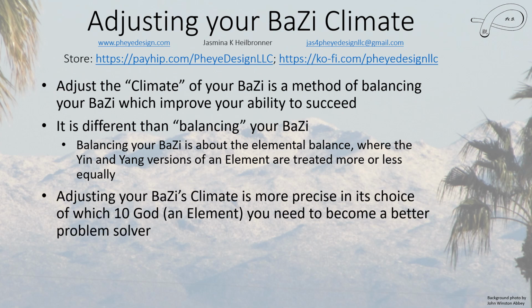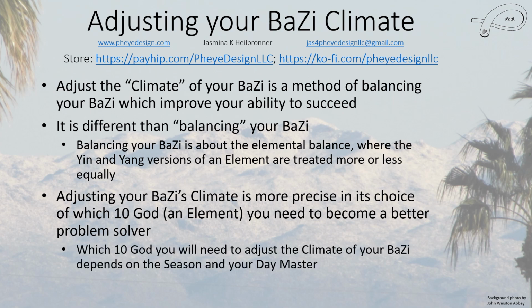But adjusting your BaZi's climate is more precise. In balancing your BaZi, you just use an element. You could use the yin or yang version of it. It doesn't matter. Here it's more precise because it's saying you need to use that particular element's skill set to become a better problem solver. Now, which of the 10 gods you'll need, and there's sometimes more than one, will depend on your day master and the season, which is the month in which you were born.